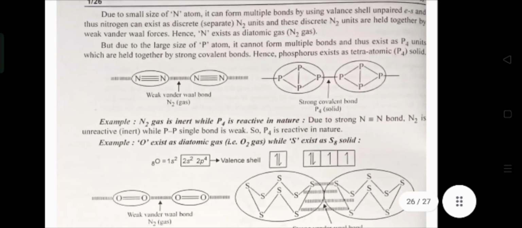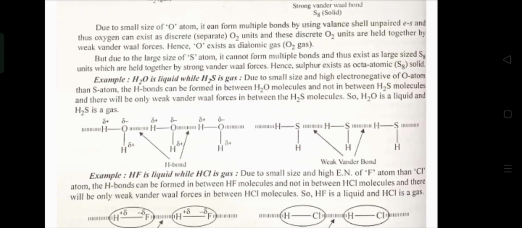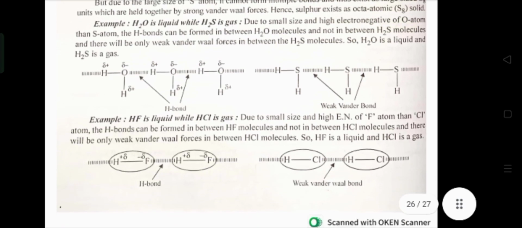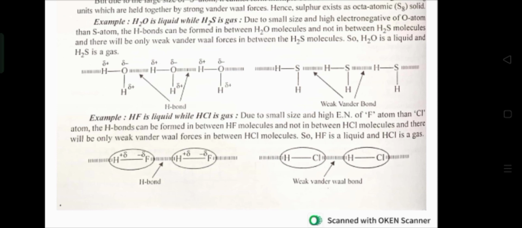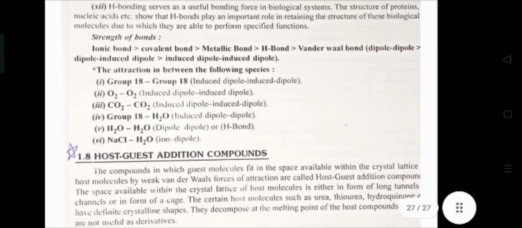Now one question is, H2O is liquid while H2S is gas. Due to the small size and high electronegativity of the O atom compared to the S atom, the H bond is formed between H2O molecules, not in H2S molecules. There will be only weak van der Waals force between H2S molecules. So H2O is liquid and H2S is gas.